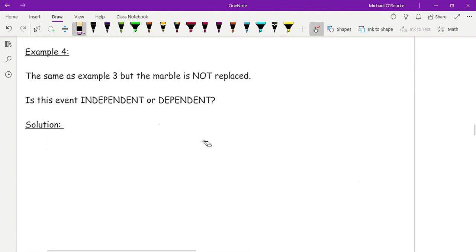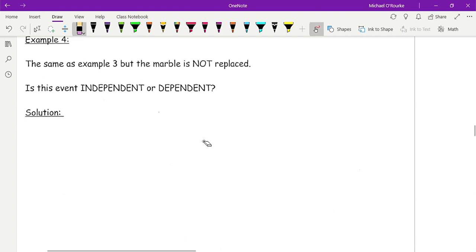Now the same example, but the marble is not replaced. So we pull the first marble, right? And we set it aside, and then we pull the next marble. That one's dependent, right? So we have to use our conditional, right? Because the second pick is conditional on the first pick.